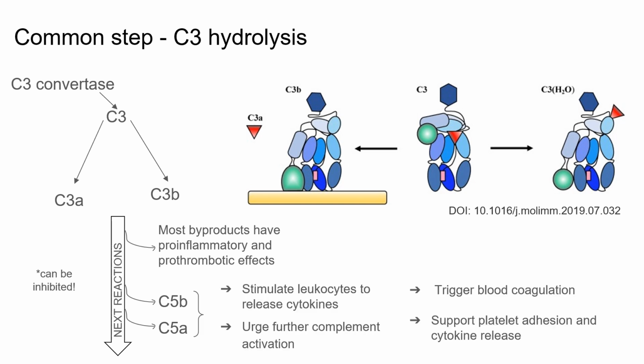For example, C3a and C5a stimulate leukocytes to release more pro-inflammatory cytokines, which trigger blood coagulation, urge further complement activation, as well as stimulate further platelet adhesion and their release of cytokines. Different parts of the process escalate one another and create the ideal environment for the thromboinflammatory response to initiate.